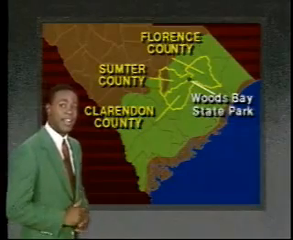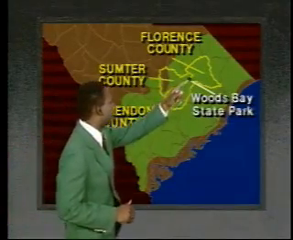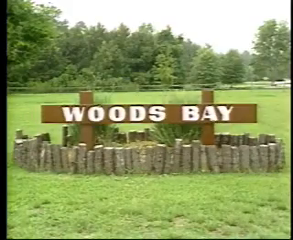If you want to visit a Carolina bay, you might try Woods Bay State Park, here where Clarendon, Sumter, and Florence counties meet. Carolina bays can contain several different communities within a few yards of each other, such as marshes, swamps, savannas, and sandhills.